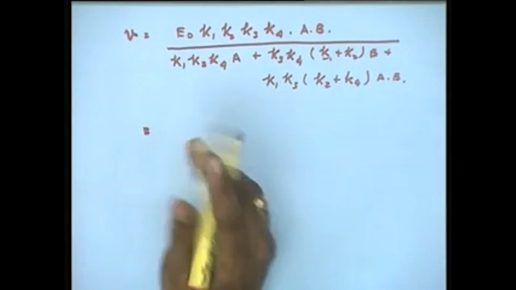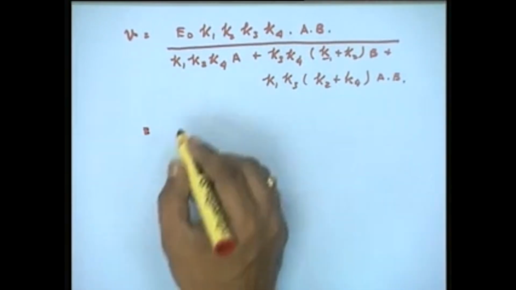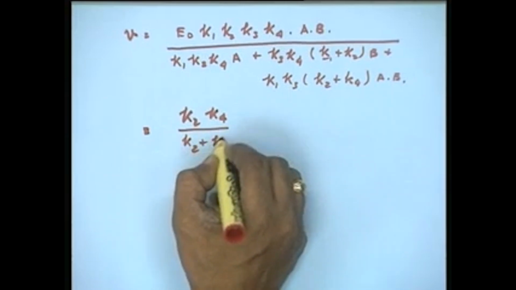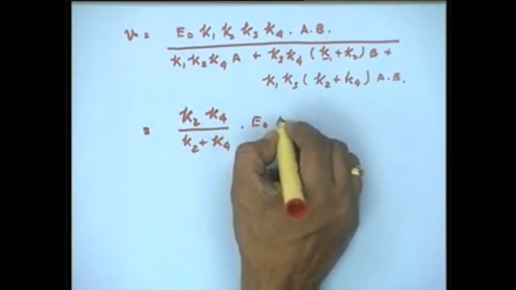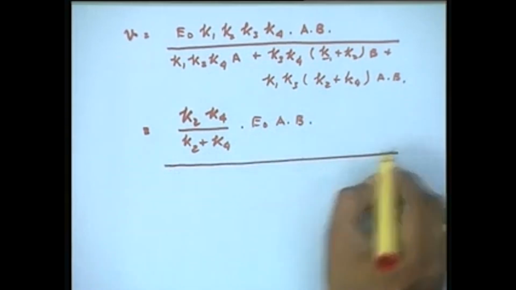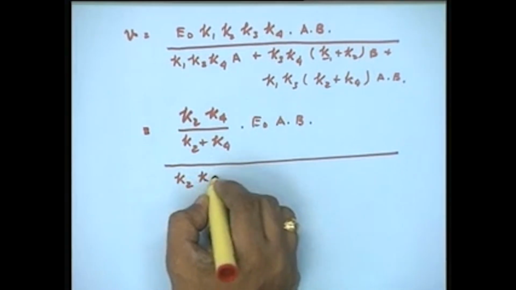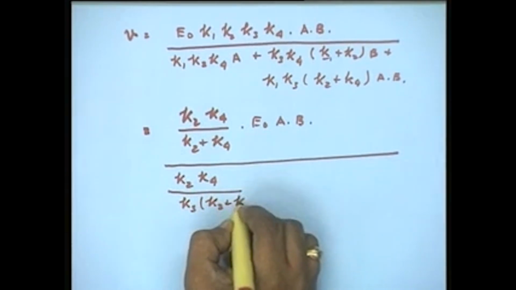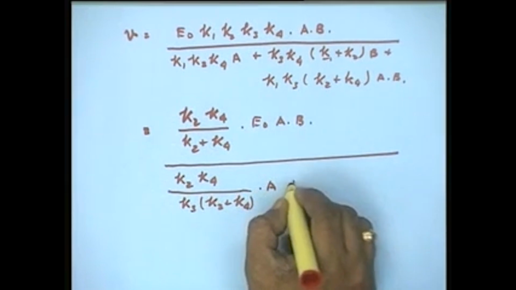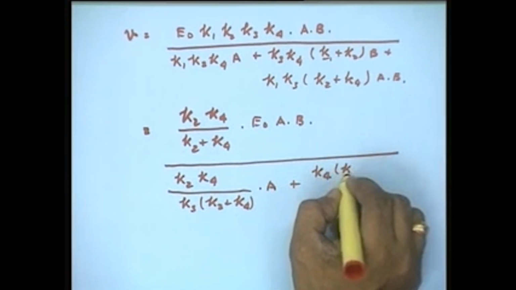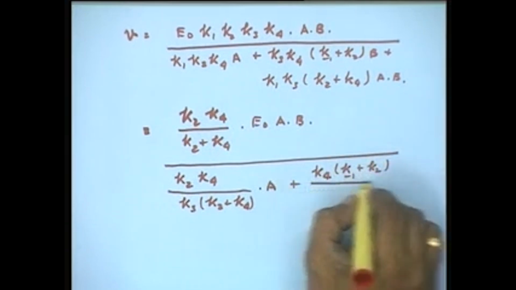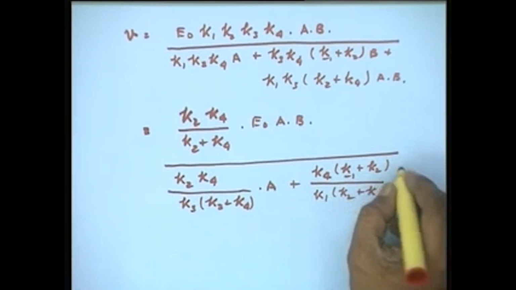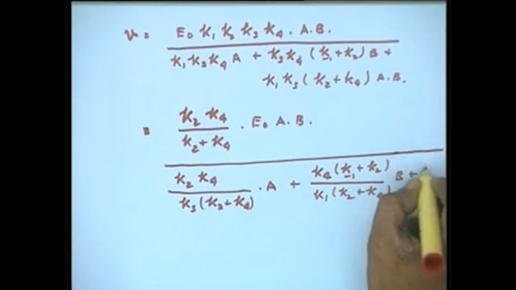Now, if you try to bring it into the form of a generalized rate expression, you will notice you get K2, K4 upon K2 plus K4 into E naught into A into B, upon K2, K4 upon K3, K2 plus K4 into A plus K4, K minus 1 plus K2 upon K1, K2 plus K4 into B plus A into B.